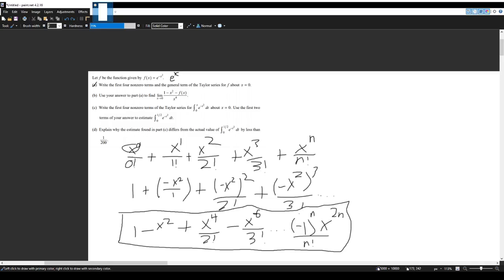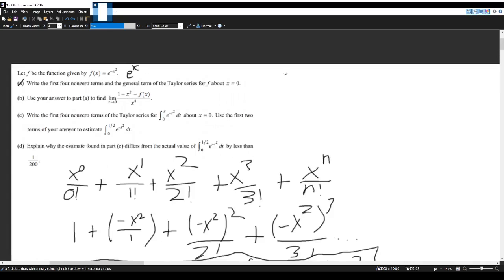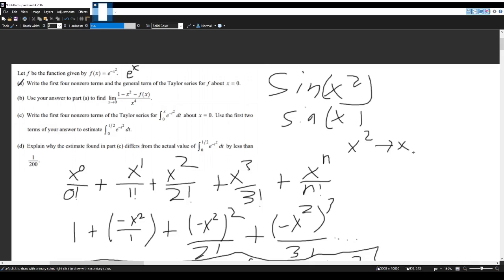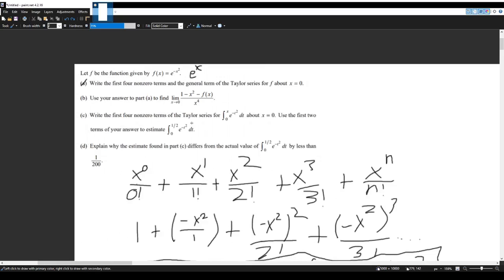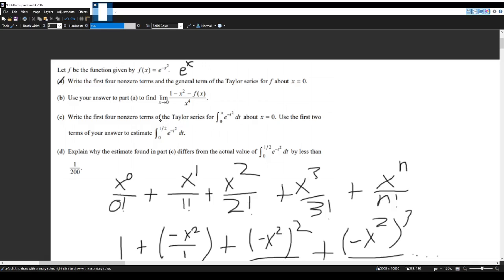And then we can just substitute in every time we have x, we just write negative x squared. And that'll work even if you have something like sine of x squared. You can do the Taylor series for sine x and then substitute in x squared for x later, if you happen to remember it. Although technically this is a Maclaurin series, but a Taylor series about x equals 0 is just a Maclaurin series.